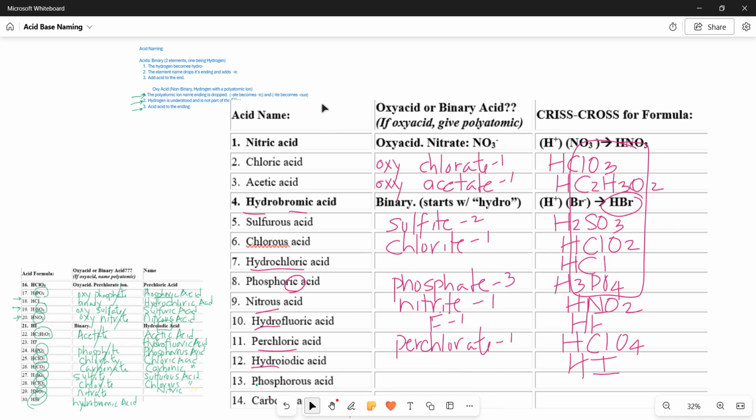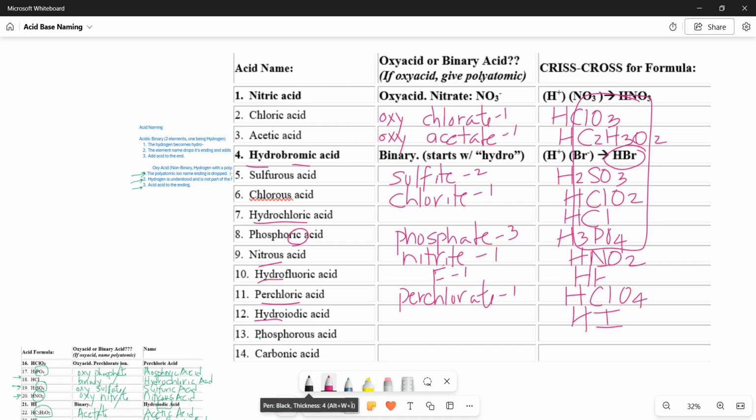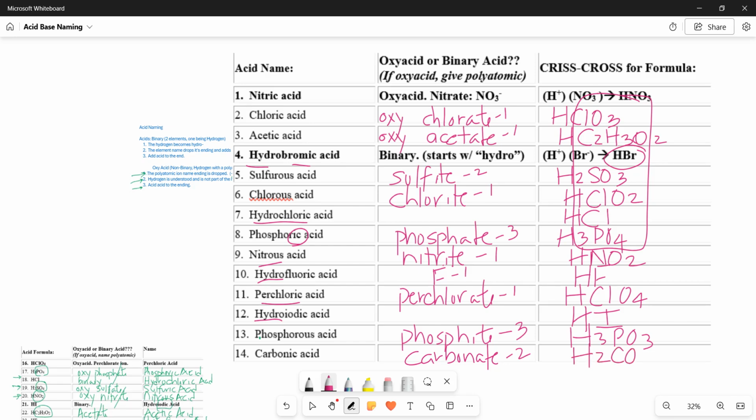Just move this up a little bit so we can see it a little better. Okay, so phosphorus means that we're coming from phosphite, and it has a -3 charge, and so it's going to be H3PO3, and it's oxy. Carbonic means that we are dealing with the polyatomic ion carbonate. Carbonate has a -2 charge, so that means it's going to be H2CO3. So I hope this helps you to write formulas and write names for acids.